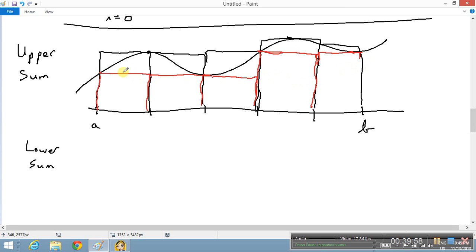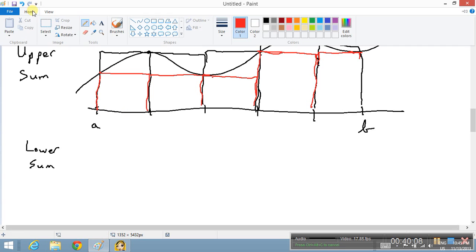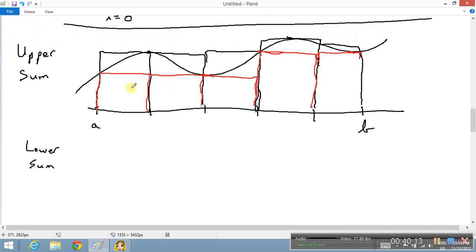So I have the lower sum, computed by taking each of these heights, multiplying by delta x, and adding them all up. And what's the big deal about the lower sum? Well, it's that the lower sum is guaranteed to have a value that's less than the actual value of the function. So the actual area under that curve is guaranteed to be between the upper sum and the lower sum.